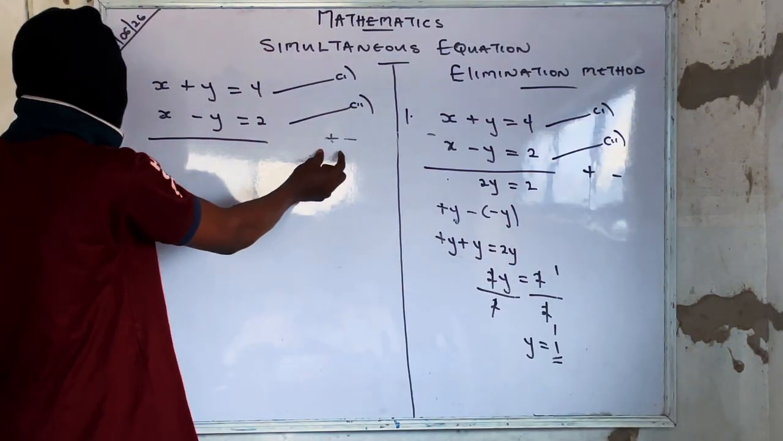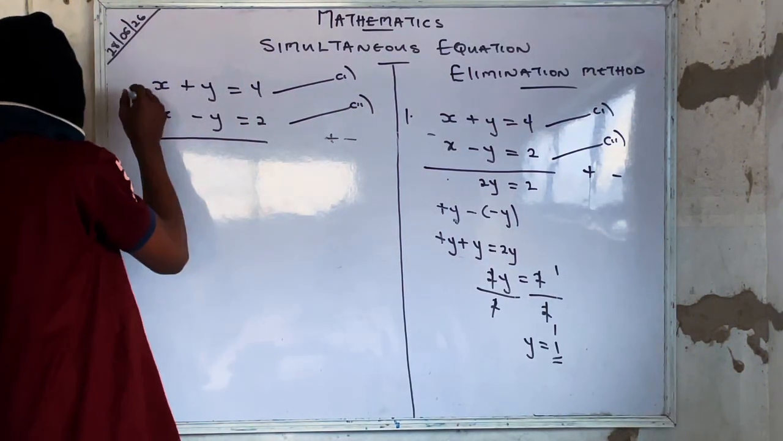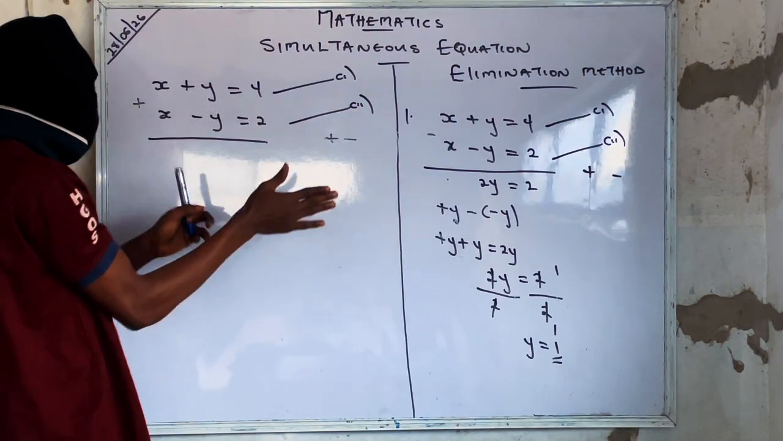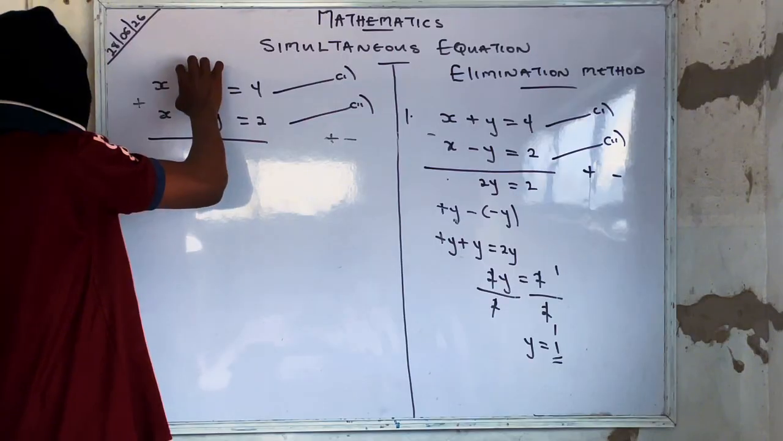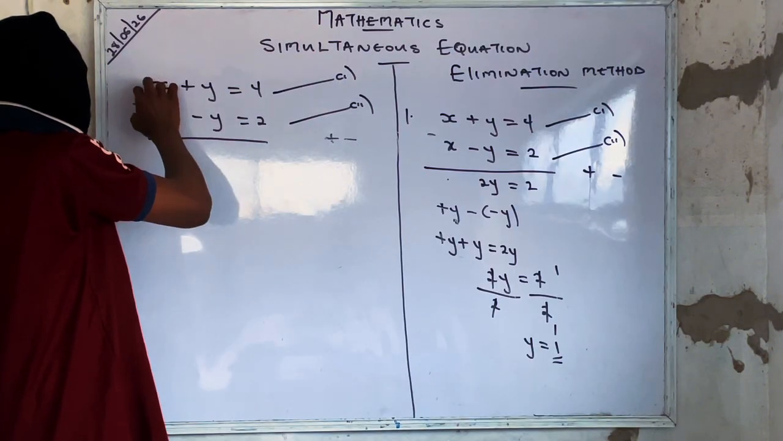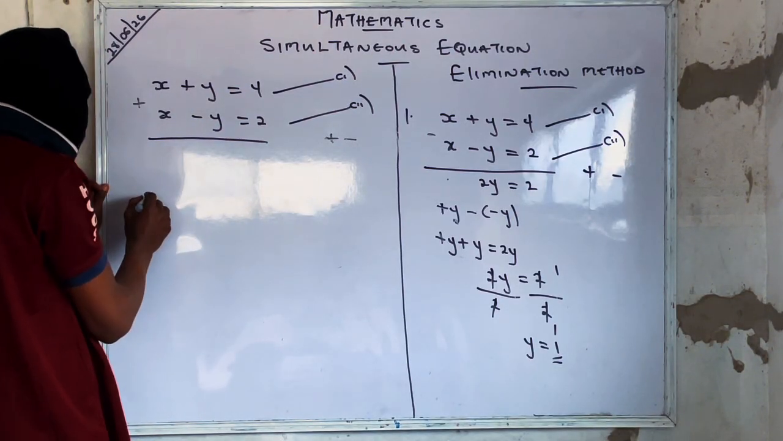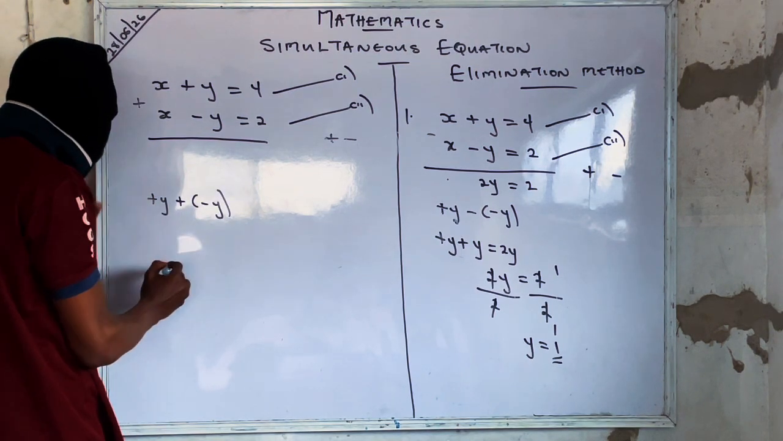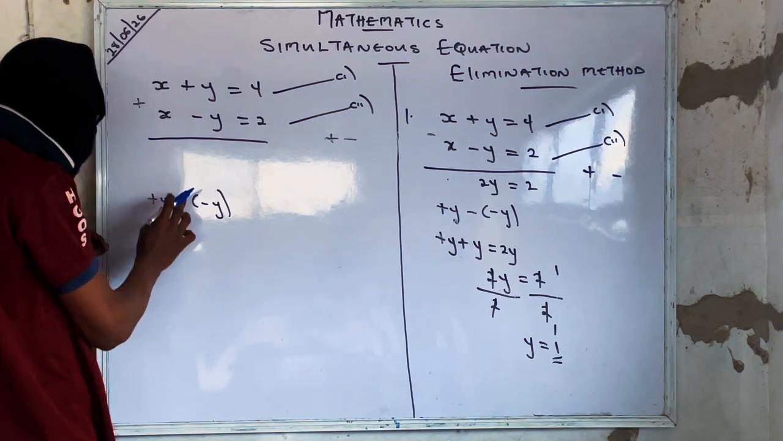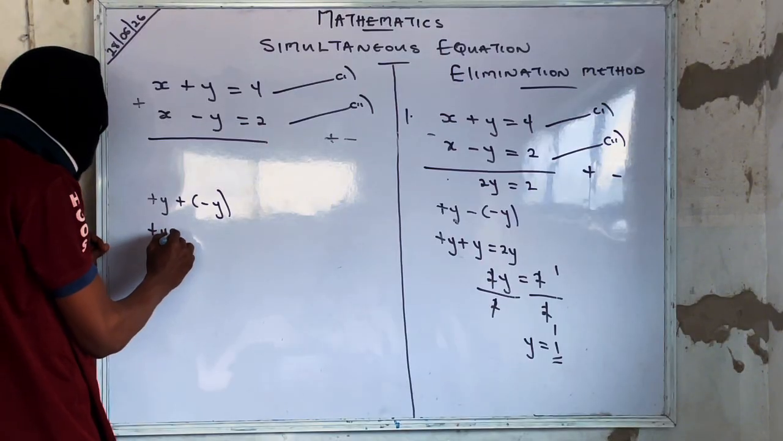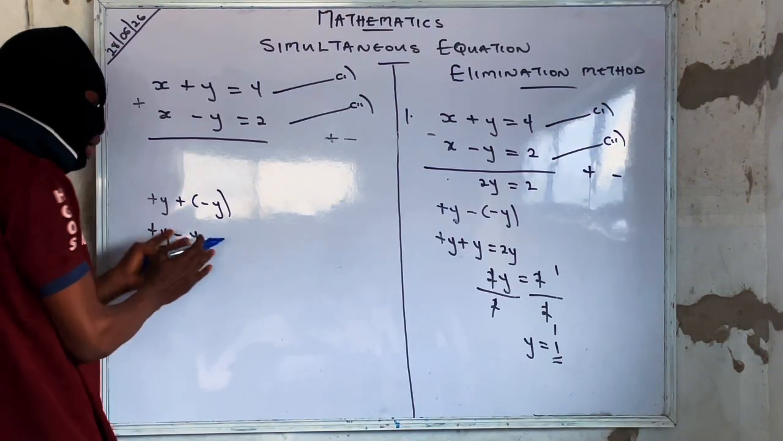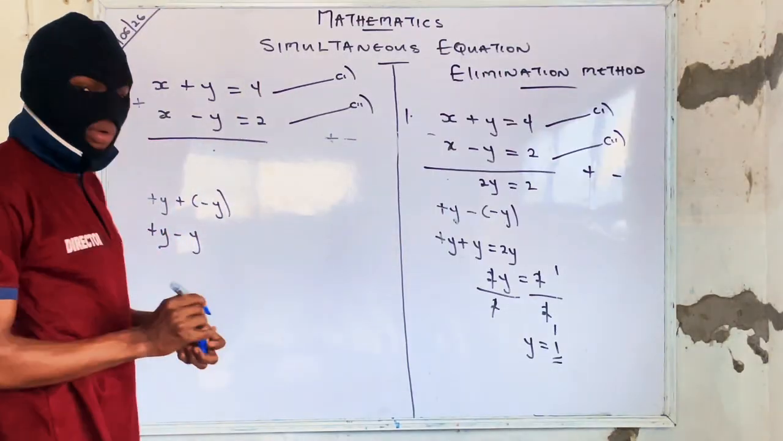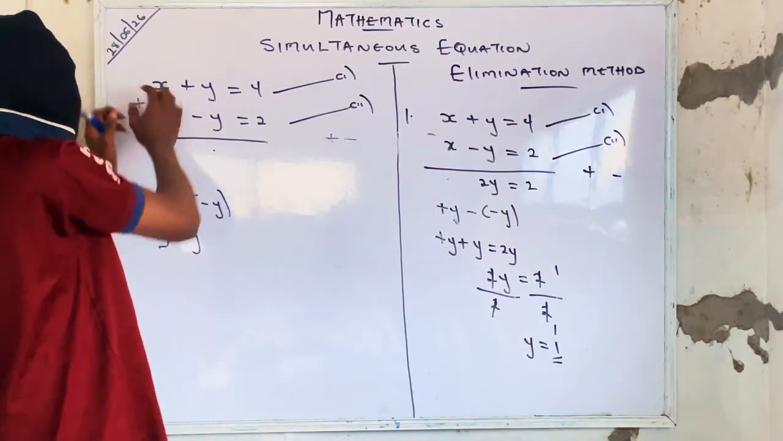Now if you use plus, you put your plus here. Now x plus x. Okay, let's just go for y directly. Now you have plus y plus into bracket minus y. Plus times minus will give us minus y. Now plus y minus y is 0. Then it means this one is exactly 0. Now it means the sign that we are using is the correct sign.